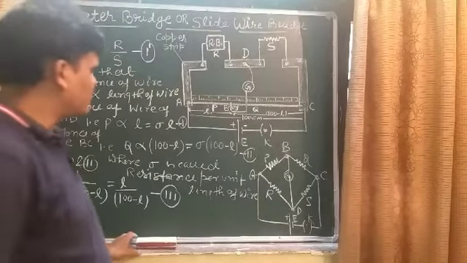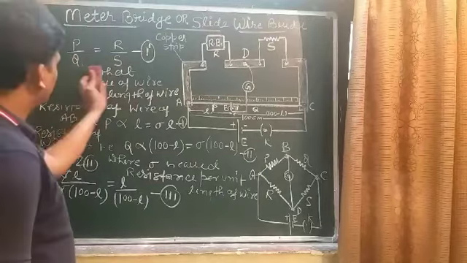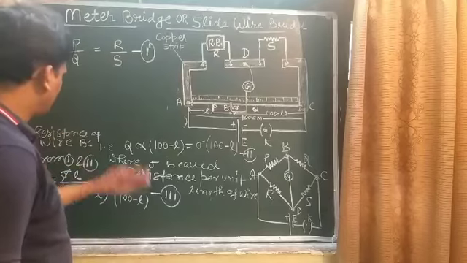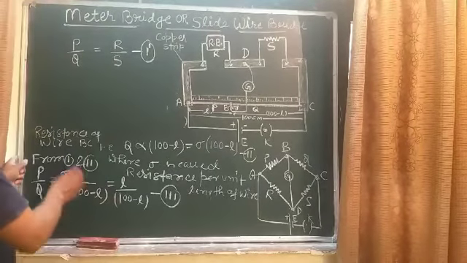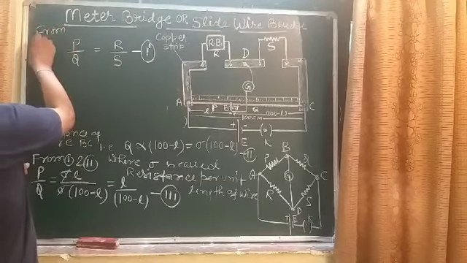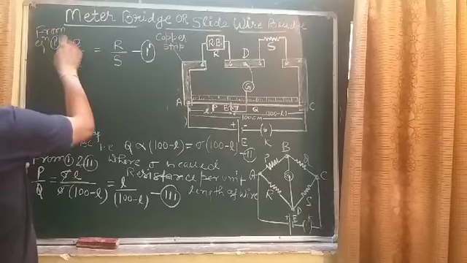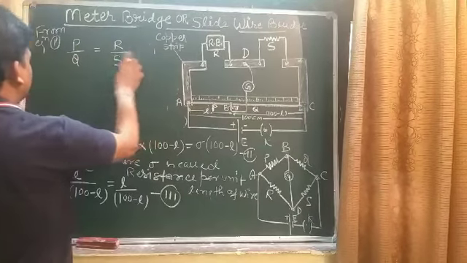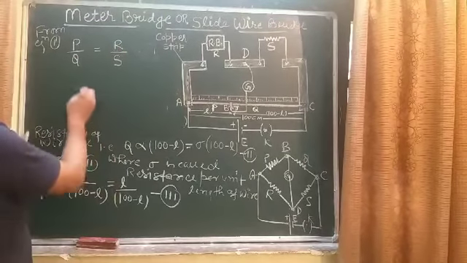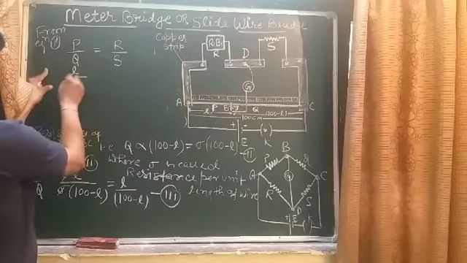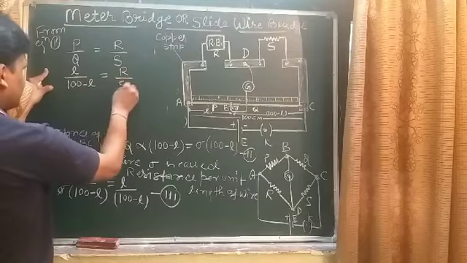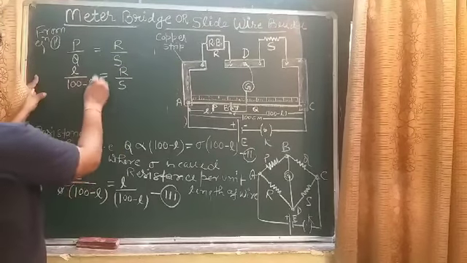The formula comes out to be, from equation 1 dash, we already know that P by Q is equal to the balance condition of Wheatstone bridge. So P by Q is equal to R by S, and P by Q we have already derived here as L upon 100 minus L, which is equal to R by S, and this is the formula.